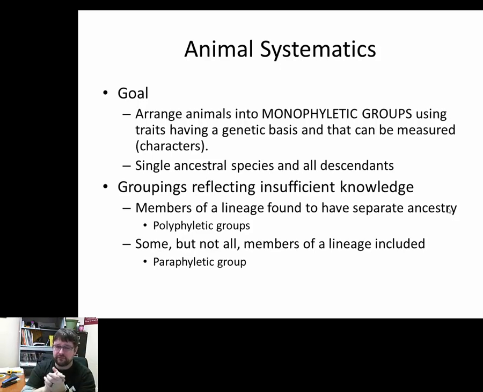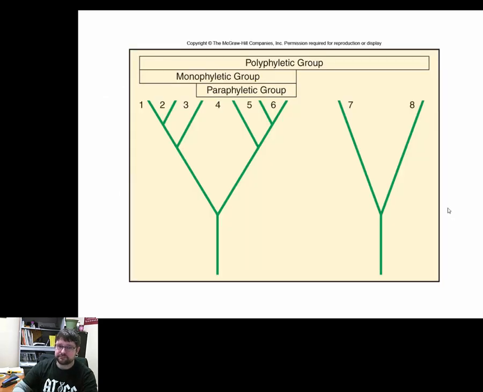And so sometimes you'll hear this called lumping and splitting. Sometimes scientists are called lumpers, who will stick everything together, even though they might not belong together. And then sometimes you'll hear about some scientists being splitters, and they'll split things apart with not enough evidence that they should be separate from each other. Okay? And that will create either a polyphyletic group or a paraphyletic group. Okay? So here's some examples of that.